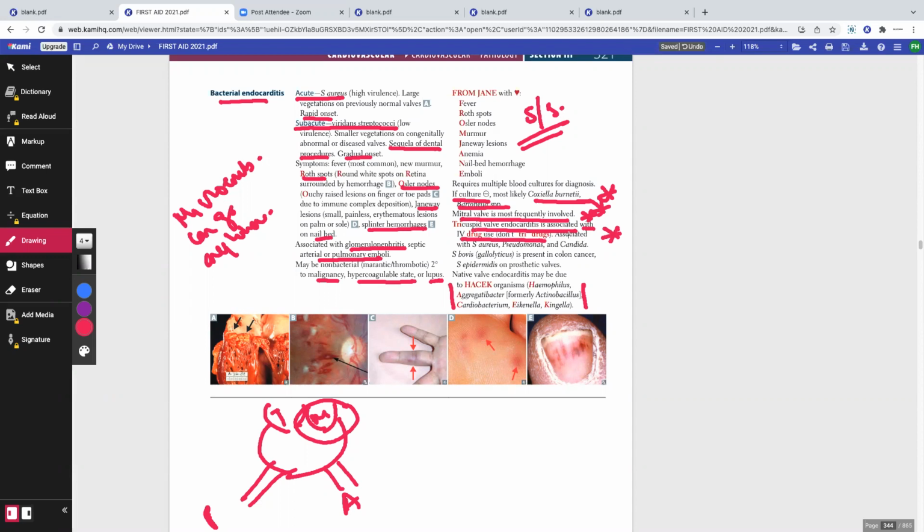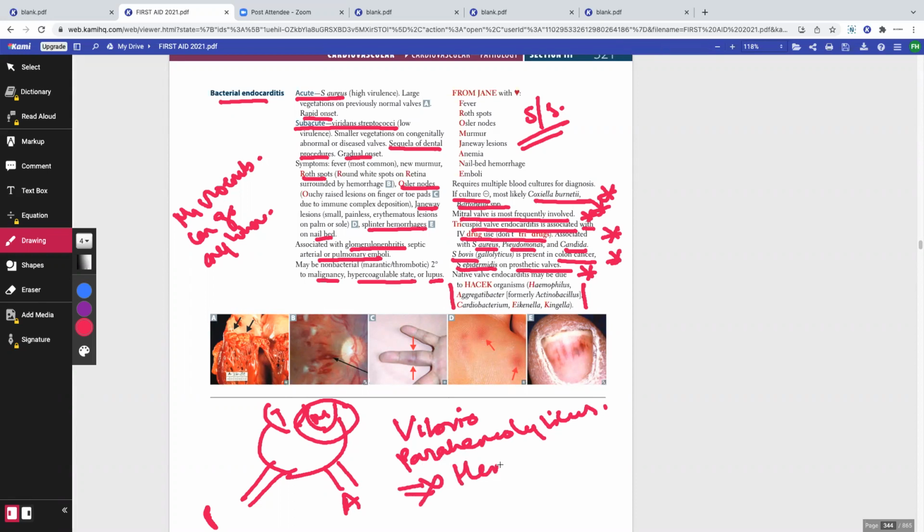It's associated with Staph, Pseudomonas, and Candida. That is the IV drug abuse one. Okay, if it's not Staph, then it could be Pseudomonas or Candida. Streptococcus bovis is present with colon cancer. That's very high yield. Staph epidermidis is with prosthetic valve. That's very high yield. Another one, write down: Vibrio parahaemolyticus. If it grows in the valve, then this is because the patient has an underlying hemochromatosis.